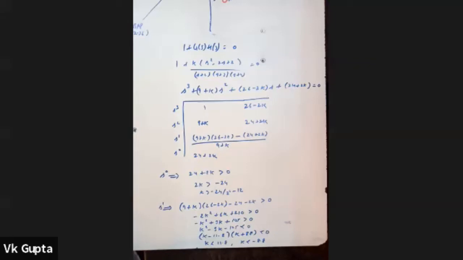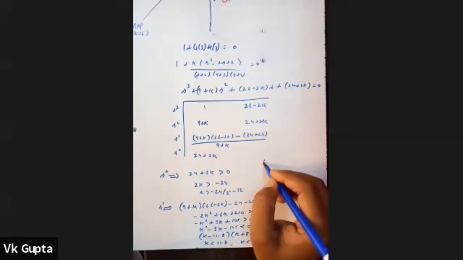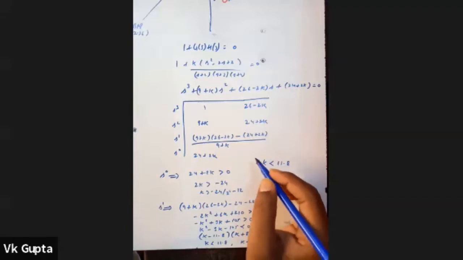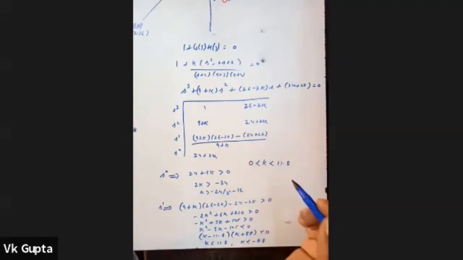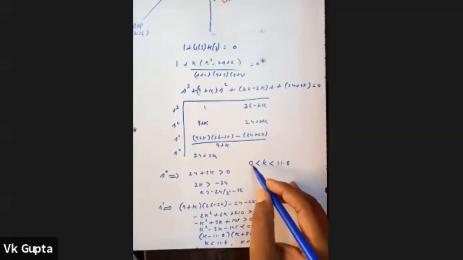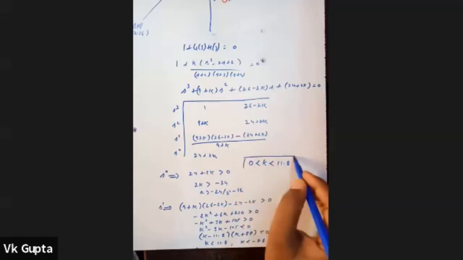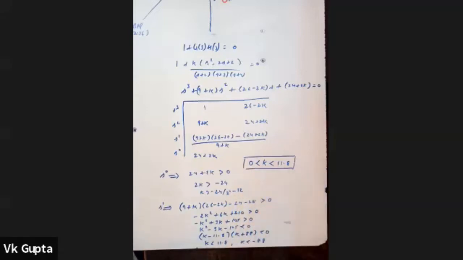Now the actual range of k is up to 11.8 and it should be greater than 0. Minus 12 was there, so we couldn't go less than 0. So this is our k range.